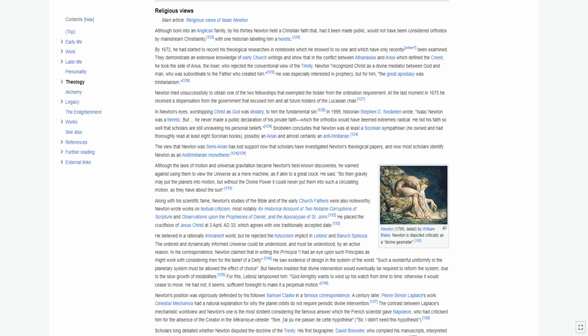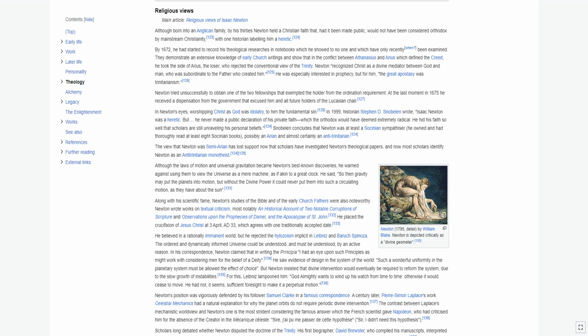Newton's position was vigorously defended by his follower Samuel Clarke in a famous correspondence. A century later, Pierre-Simon Laplace's work Celestial Mechanics had a natural explanation for why the planet orbits do not require periodic divine intervention. The contrast between Laplace's mechanistic worldview and Newton's is the most striking considering the famous answer which the French scientist gave Napoleon, who had criticized him for the absence of the creator in the Mécanique Céleste: "Sire, je n'avais pas besoin de cette hypothèse." Sire, I didn't need this hypothesis.